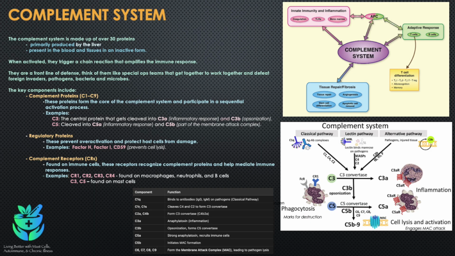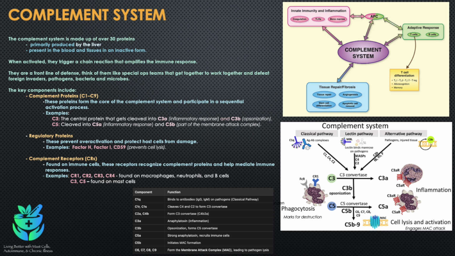The key components include the complement proteins 1 through 9. This is C1 through C9. These proteins form the core of the complement system and participate in a sequential activation process. Examples: C3, the central protein that gets cleaved into C3a, which is an inflammatory response, and C3b, which is opsonization, and C5 cleaved into C5a, inflammatory, and C5b, part of the membrane attack complex.